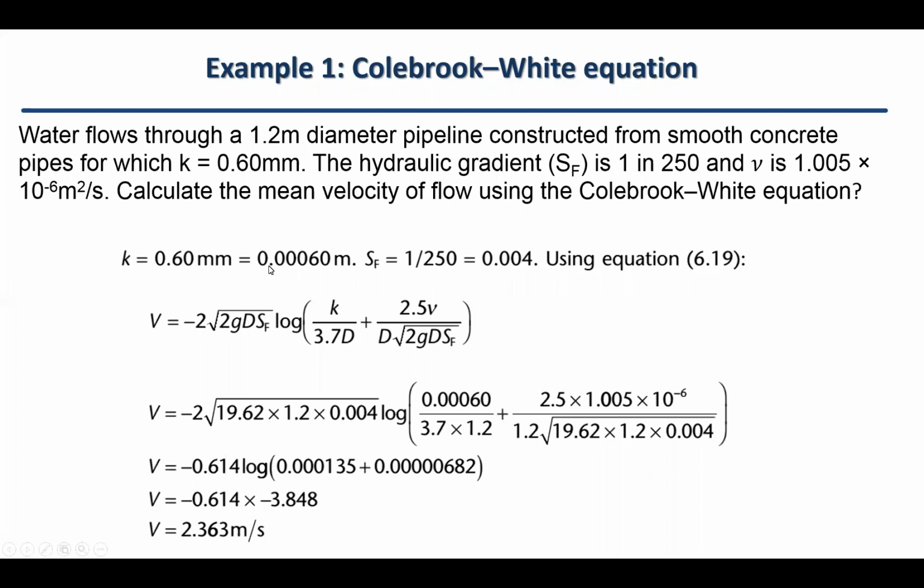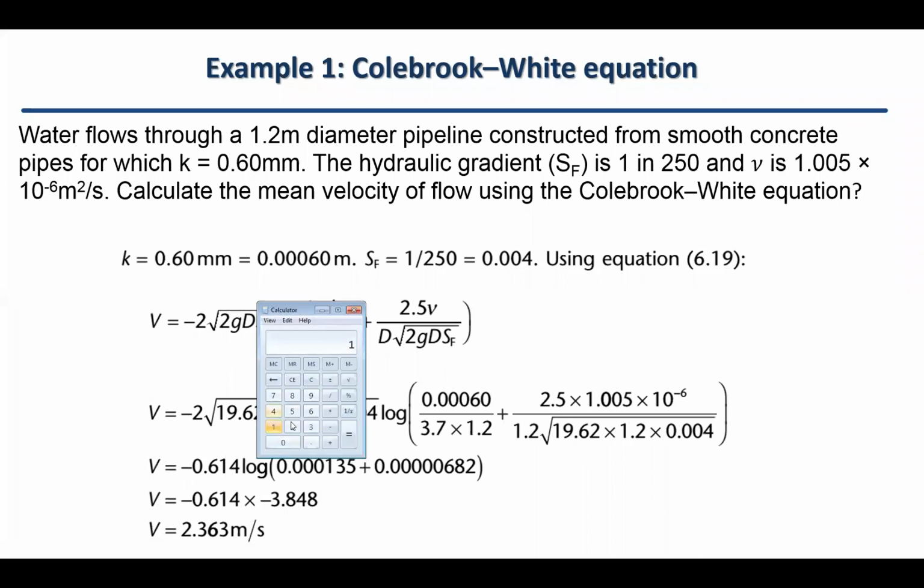So k is 0.00060 meters, and S_f is 1 over 250. You can calculate this easily. What is the value of 1 over 250? 1 over 250 is equal to 0.004. I'm just going to write it here.